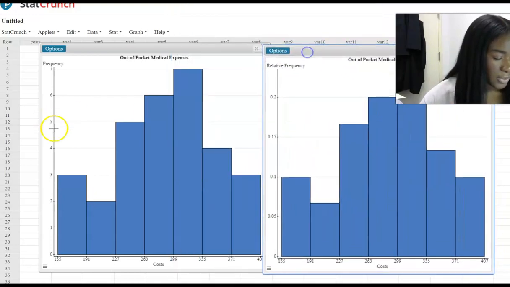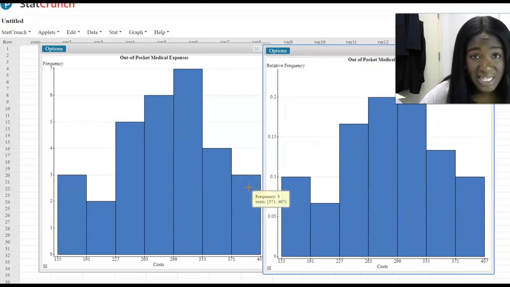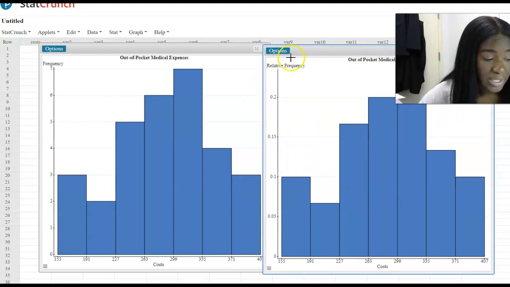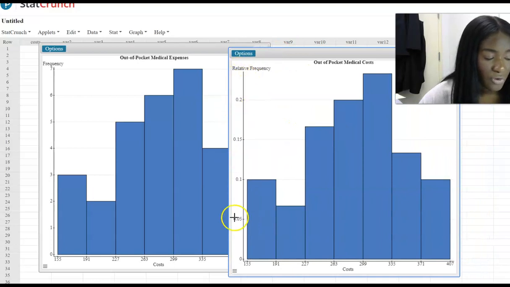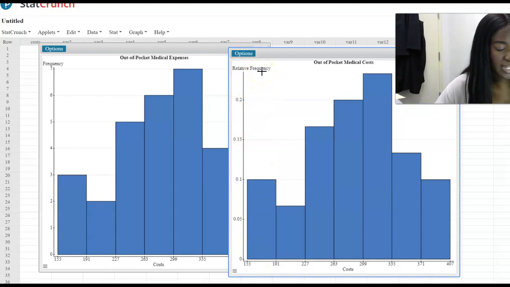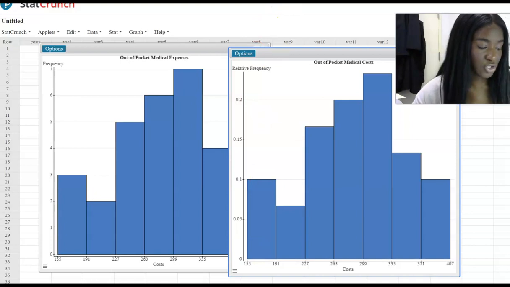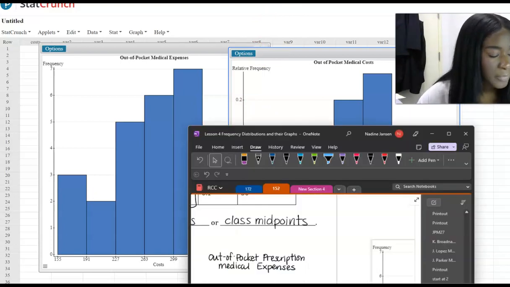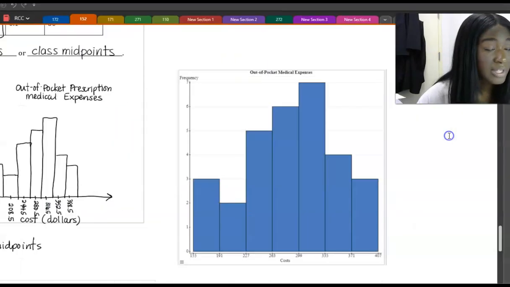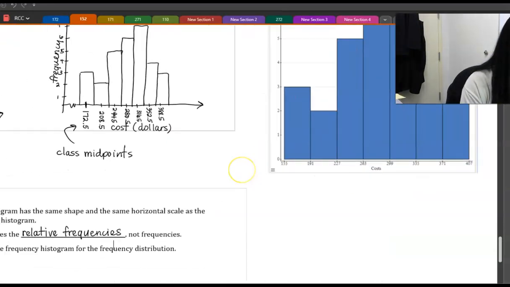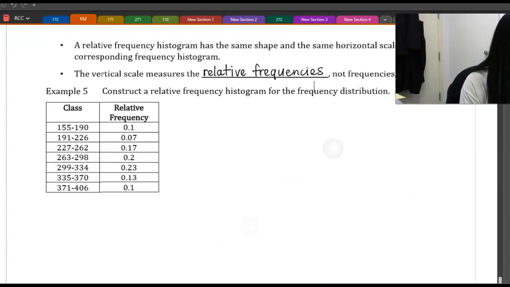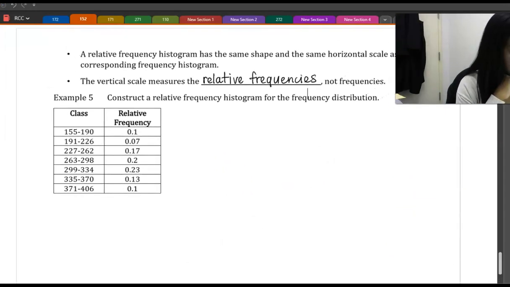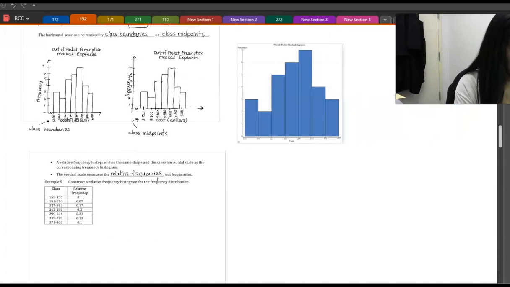So notice that the two histograms look pretty much exactly the same, and they should. The only difference is that now on the vertical axis, we're seeing relative frequencies. They're showing us the proportion instead of the count. Instead of how many were in that class, they're showing us what percentage were in that class. So that is how we use StatCrunch to create relative frequency histograms.